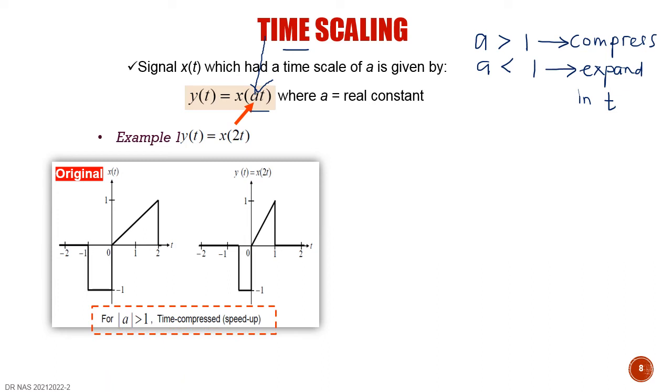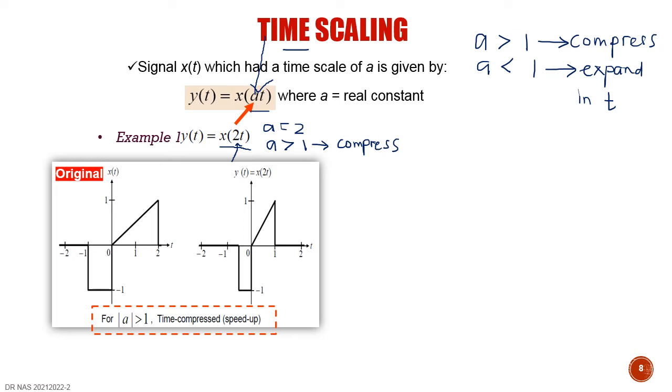If you look at this equation, it's x(2t). So there's an additional variable inside the bracket. It is 2, so in this case A equals 2. A in this case is larger than 1, so the signal will be compressed, or will be thinner. This is the original signal, with a time duration of minus 2 to 2.